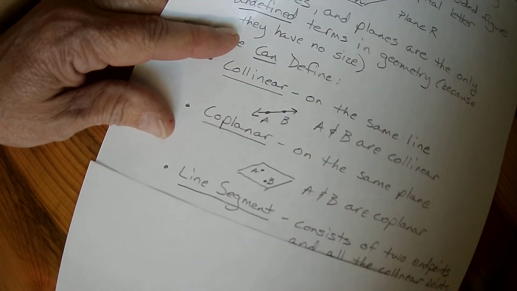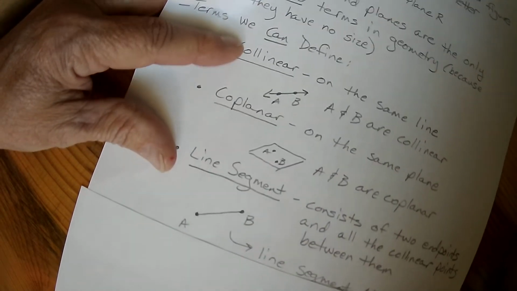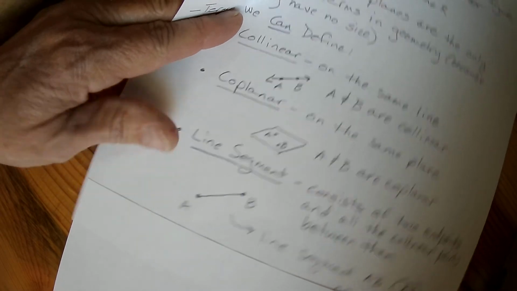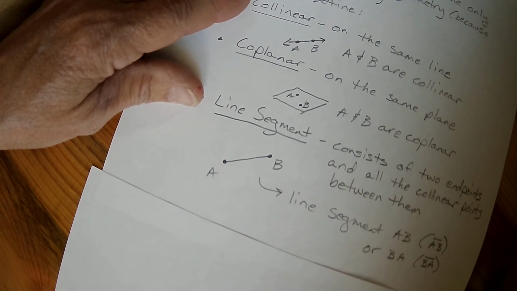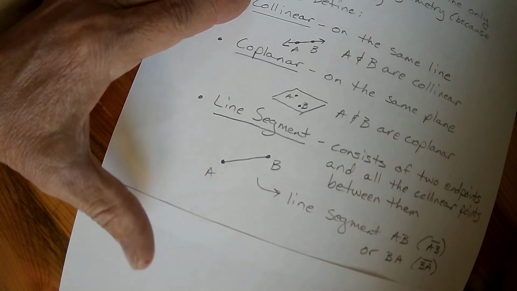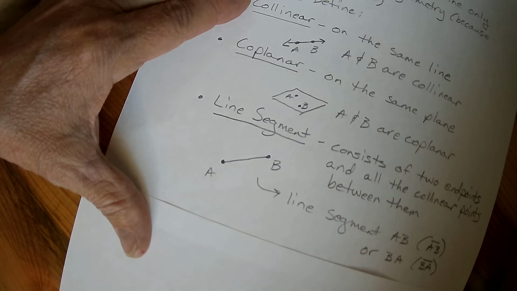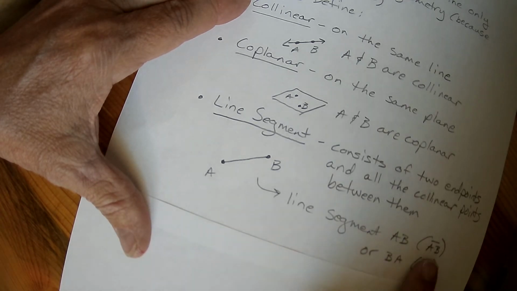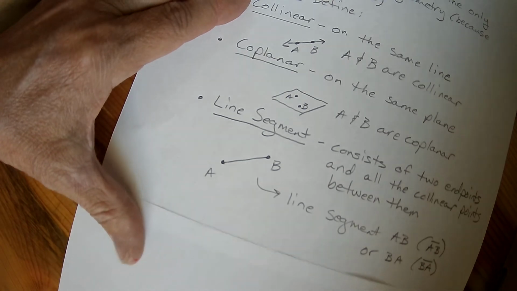A line segment consists of two endpoints and all the collinear points between them. Notice that a line segment has endpoints. In this case, A and B are the endpoints. It does not continue infinitely in both directions, or in either direction. This can be named line segment AB, denoted by just a straight line with no arrows on it, or BA. It doesn't matter which direction you name the line segment.